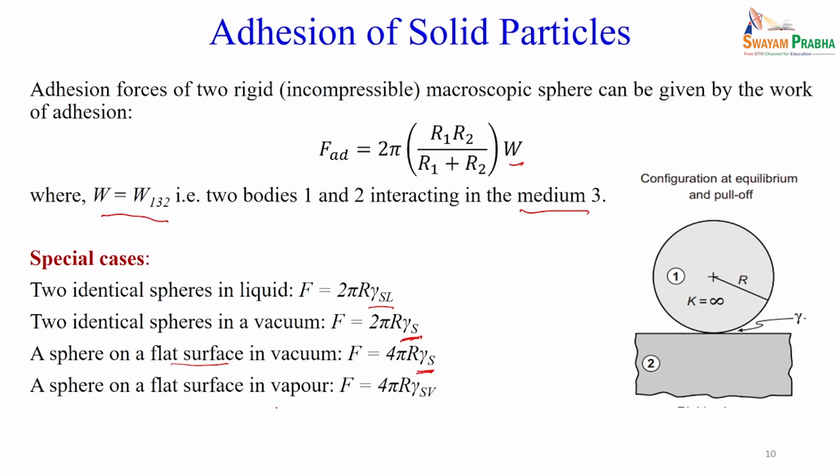And again, if it is in any medium, it may be vapor or it may be liquid. Accordingly, the surface energy will be either solid-vapor or solid-liquid. In this way we should be able to calculate the force. Here, this one is the spherical biomacromolecule and 2 is your surface.